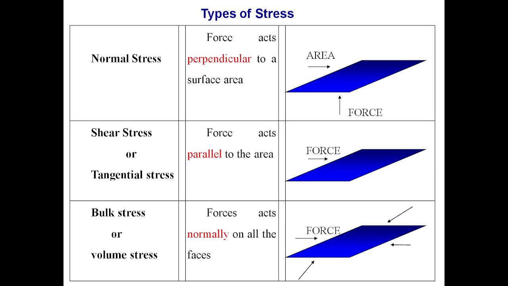Shearing stress means the force acts parallel to the area, not perpendicular. It is known as shear stress or tangential stress. Bulk stress or volume stress is when forces act normally on all the faces of the material. That is known as bulk stress or volume stress. These are the normal stress, shearing stress and bulk stress.